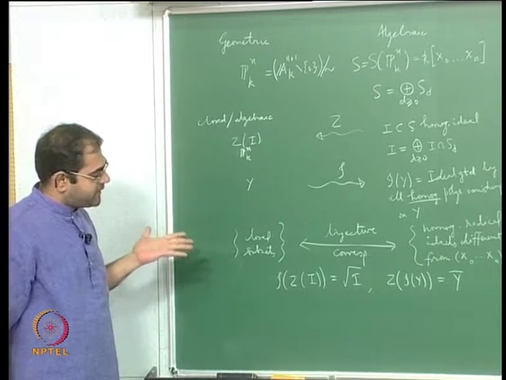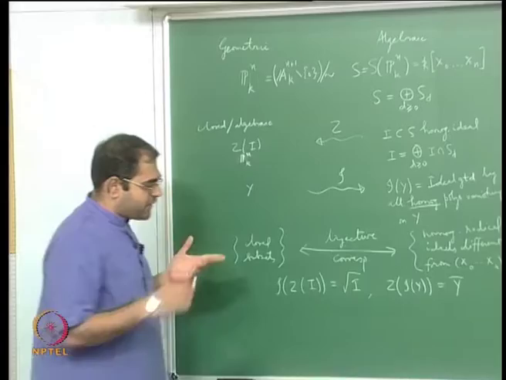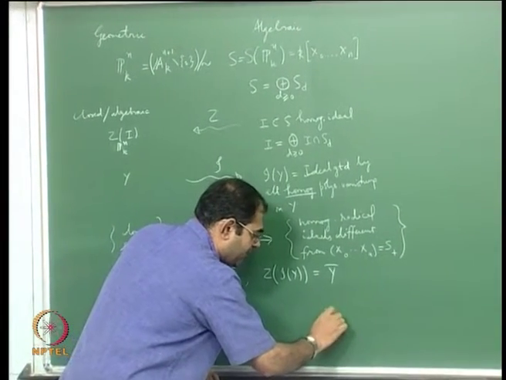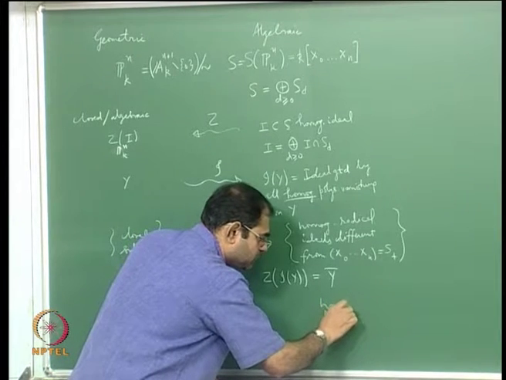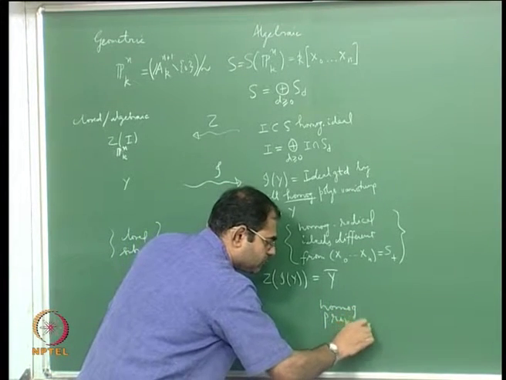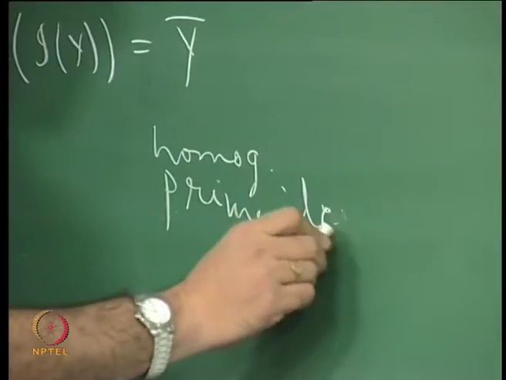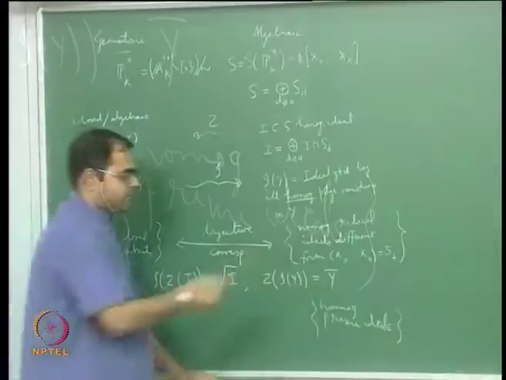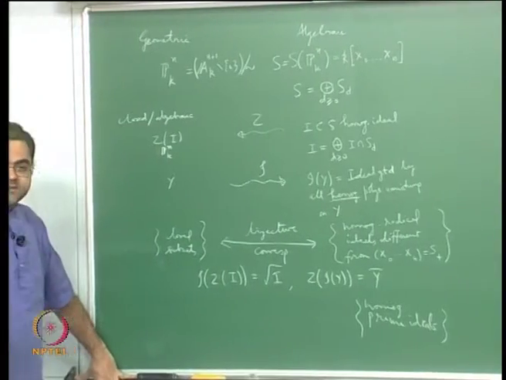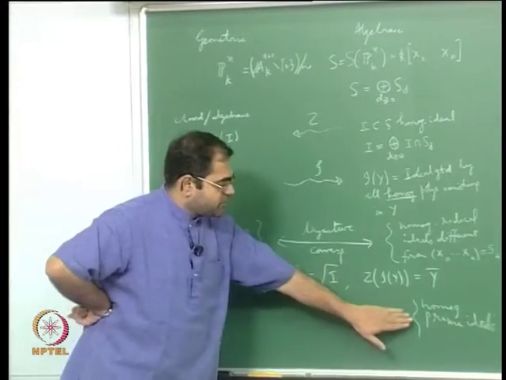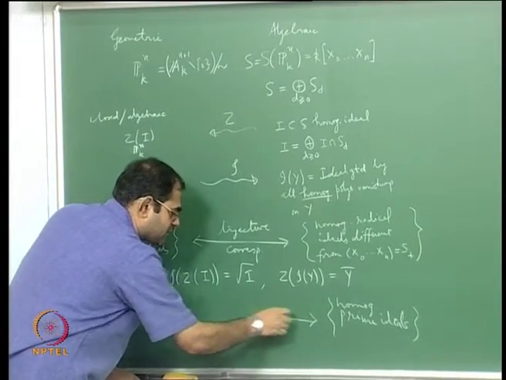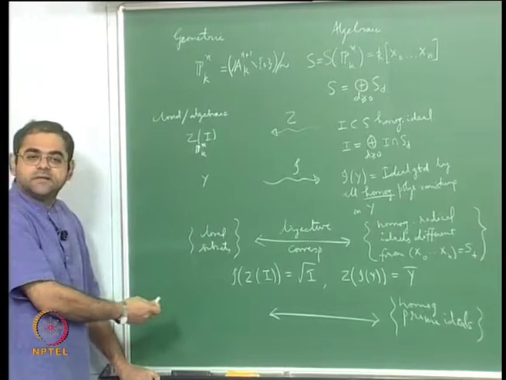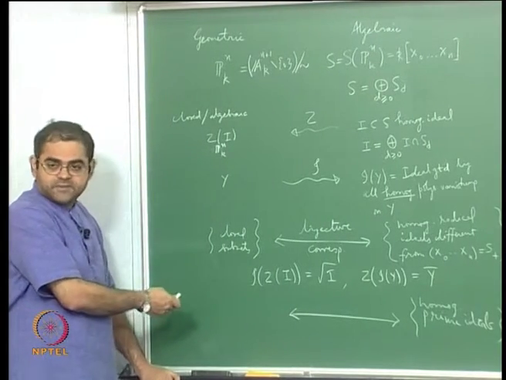As in the affine case, you also have this fact that if you take homogeneous prime ideals, that's a subset of this, because a prime ideal is always radical. So if you take the subset of homogeneous prime ideals, under this correspondence they will go to what are called projective varieties. These will be irreducible algebraic sets in projective space.